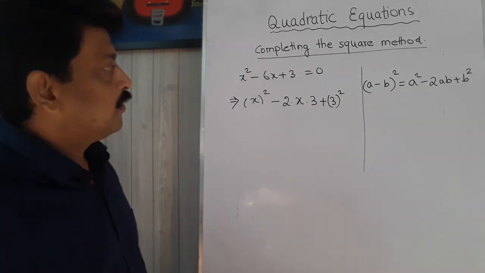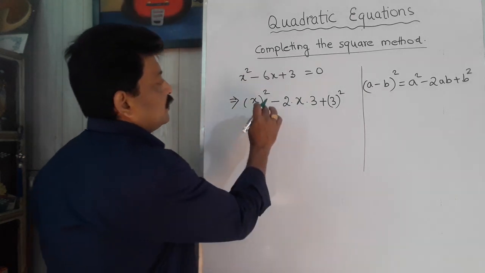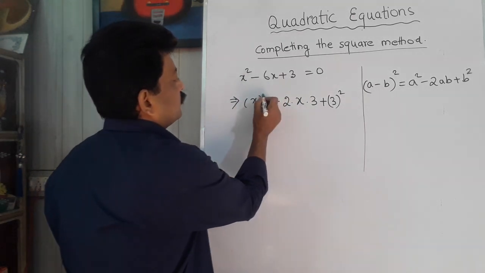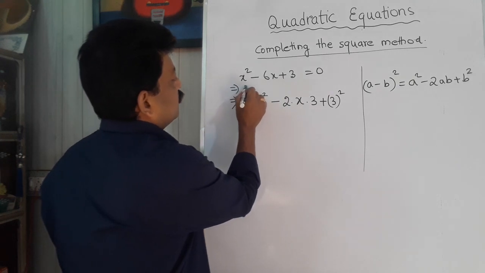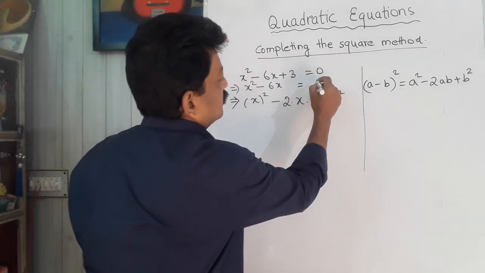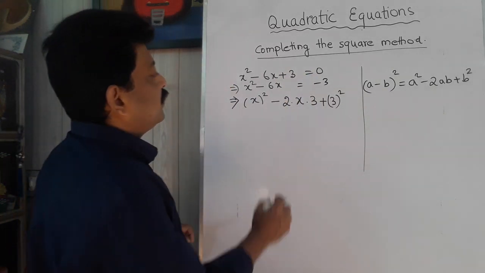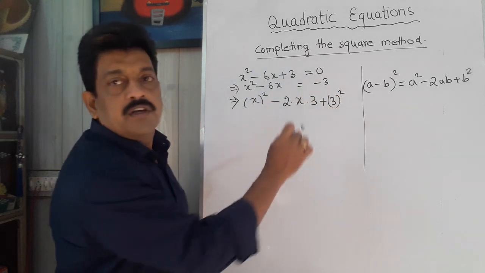Now let me do one thing. Let me introduce one more step here before. First of all, it is general practice to take the constant term to the right hand side. Always when you start this sum, take the constant to the right hand side.